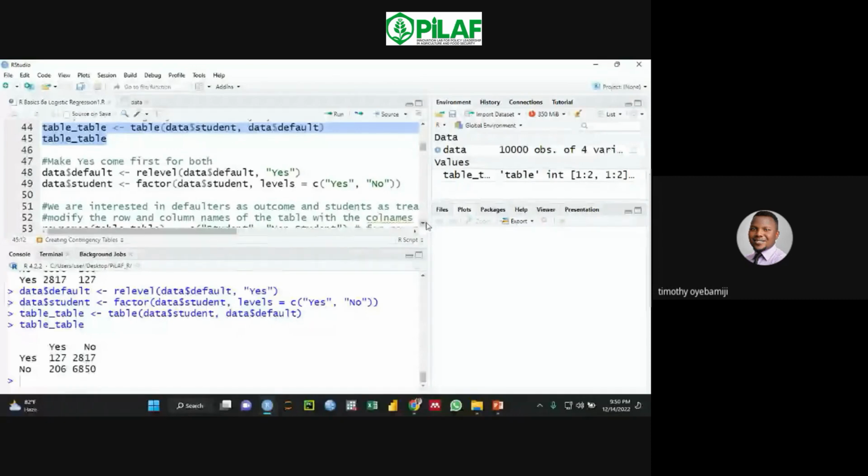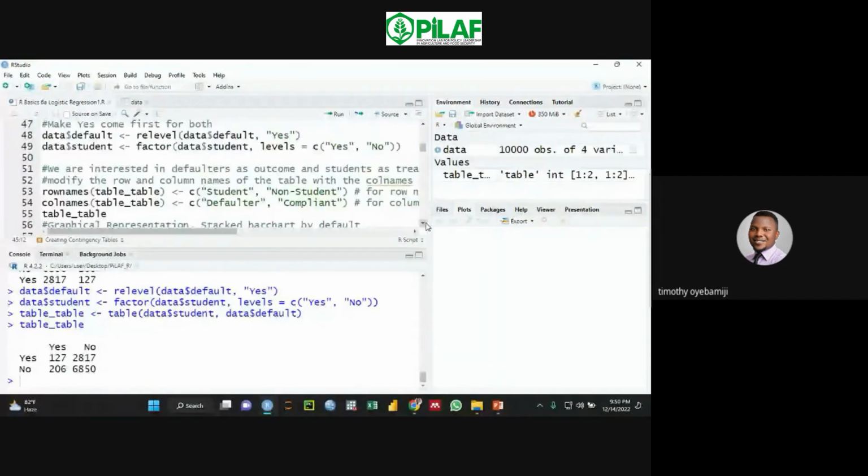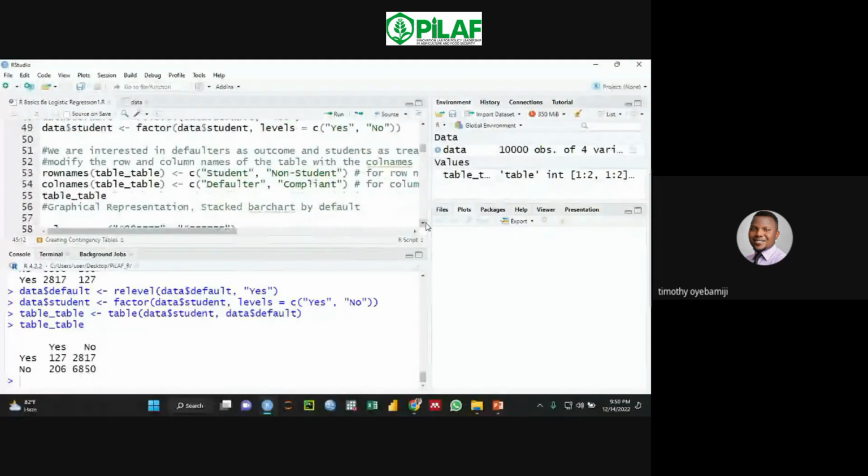All right. Now, another thing we are interested in doing is to change the names from yes and no to something more descriptive. So for the table headers, we are changing yes and no to students and non-students. I said earlier that those who are yes for the students column are students, while those who are no are non-students. Now, this is my own definition for them. So I'm calling the yes students and the no non-students. Then again, I'm doing the same for the default column. Those who were yes for the default column, I'm calling them defaulter, and those who are no, compliance.